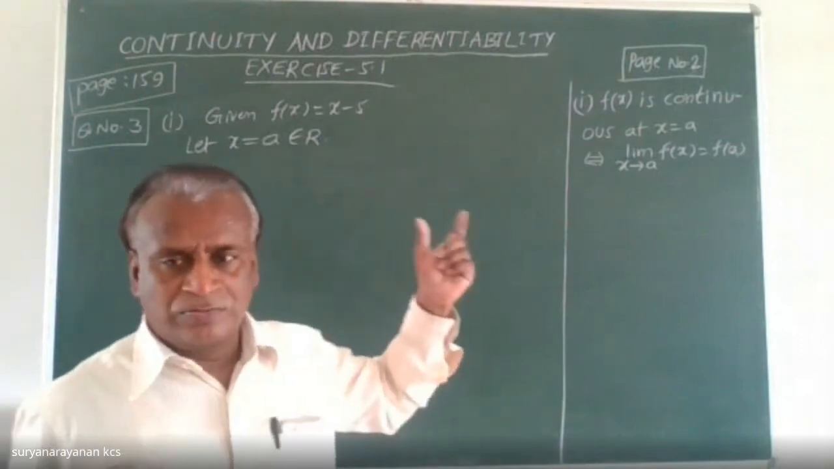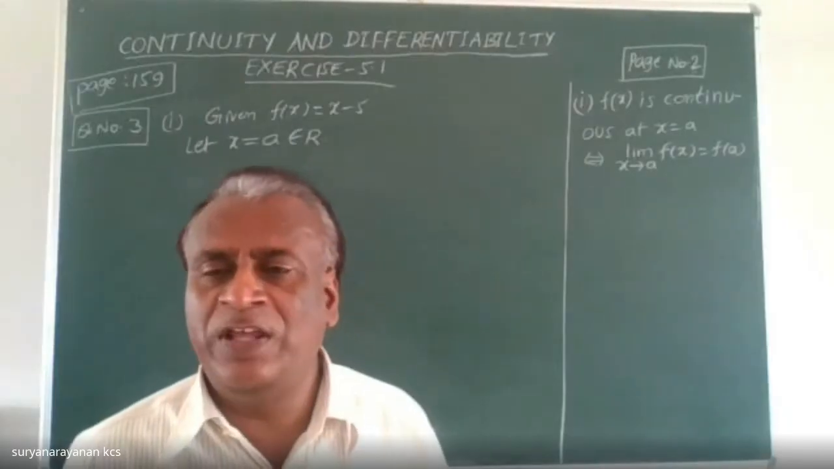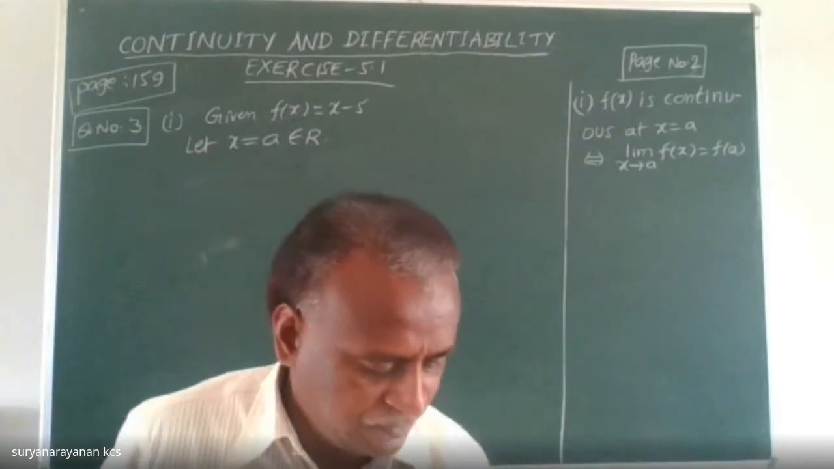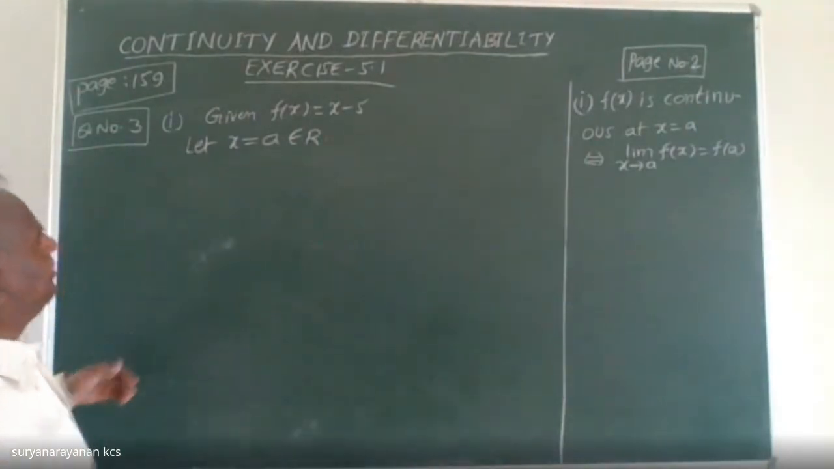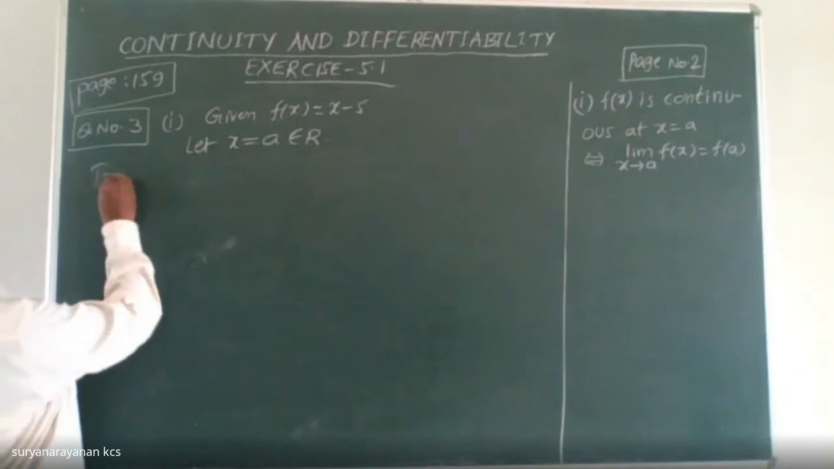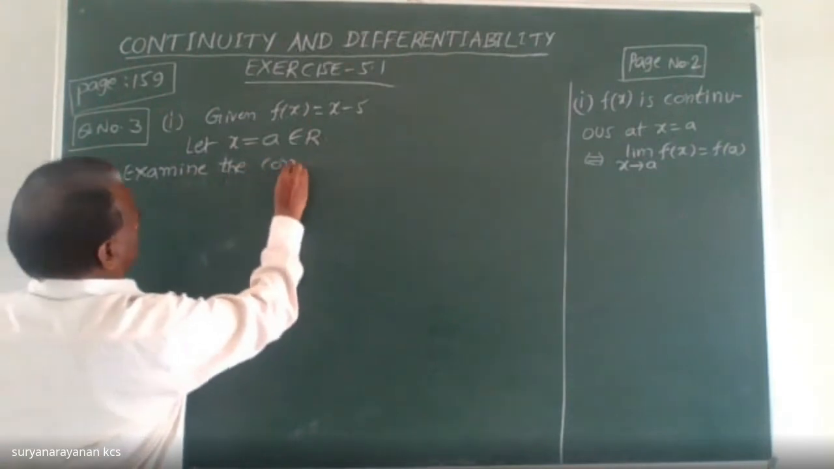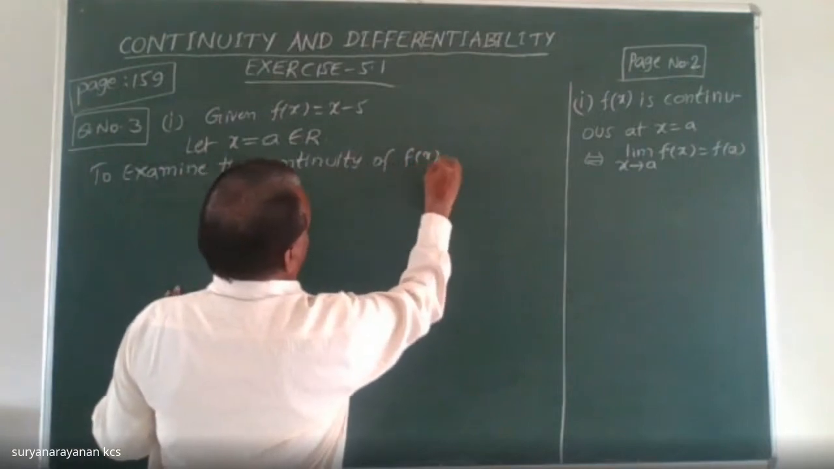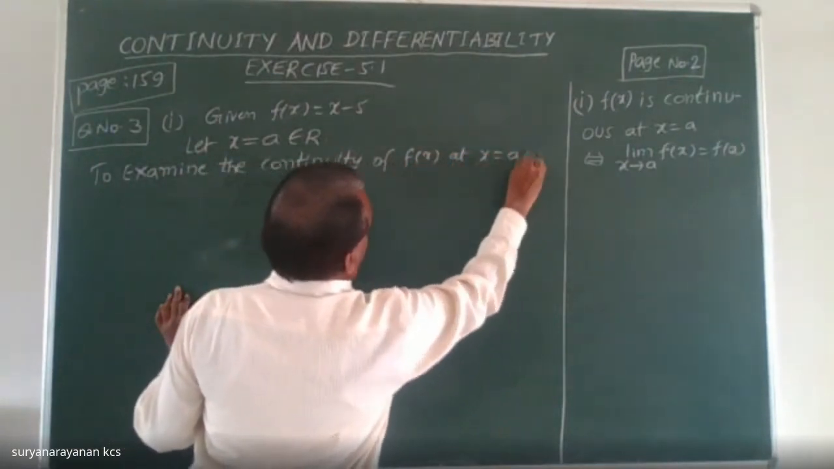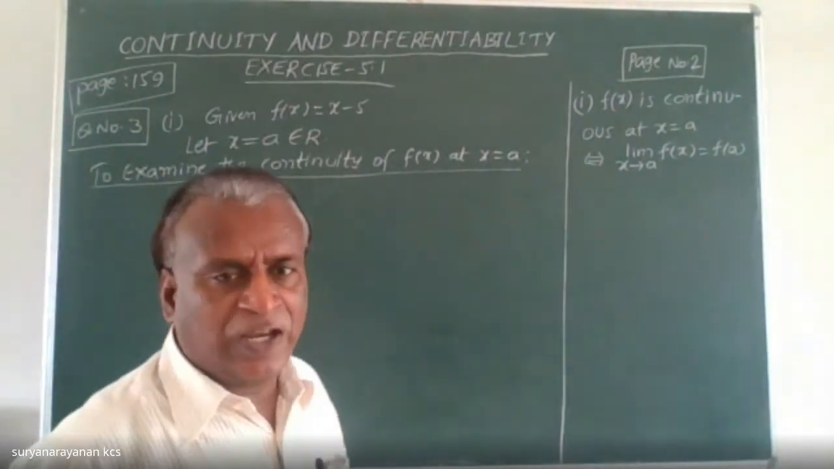Now we got a particular point. What is the particular point here? Tell me. X equal to a, sir. That only. X is equal to a only. We assumed here point a, so indirectly we got point a. Now we have to examine the continuity of f of x at x is equal to a.